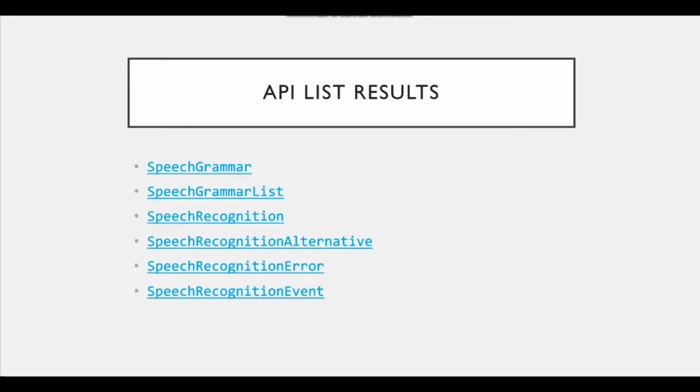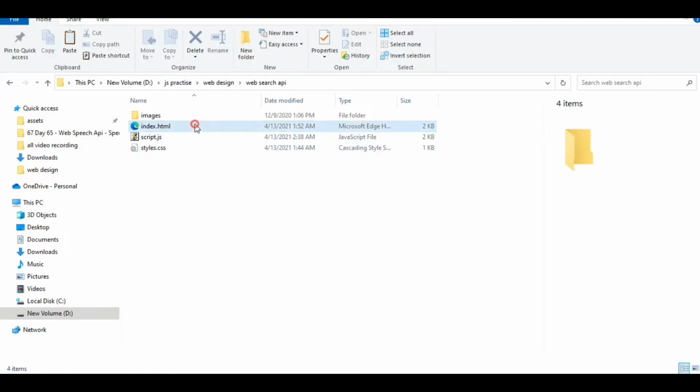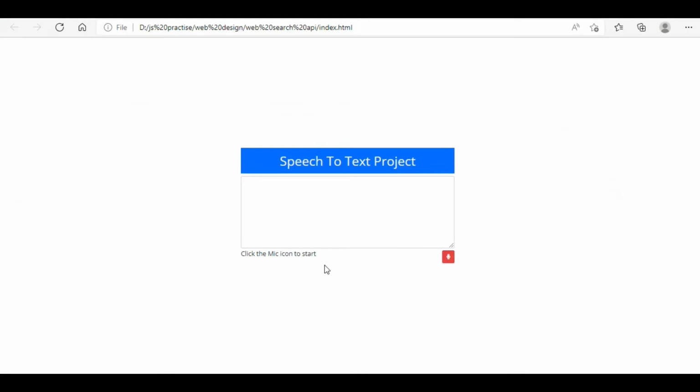Now I'm going to discuss the API list of results. When you speak anything in your speech API, you can easily find the grammar list, speech recognition alternative, speech recognition error and speech recognition event, and inside of this you will learn how to develop your speech recognition result and synthesis events, like the utterance and speech.